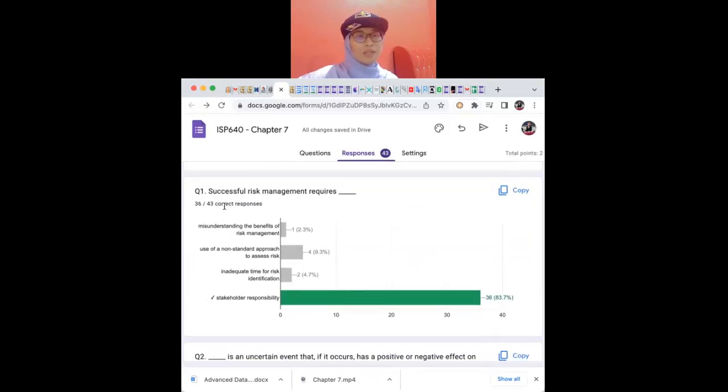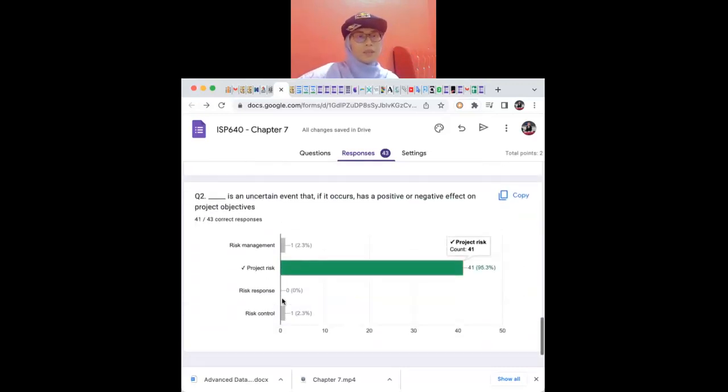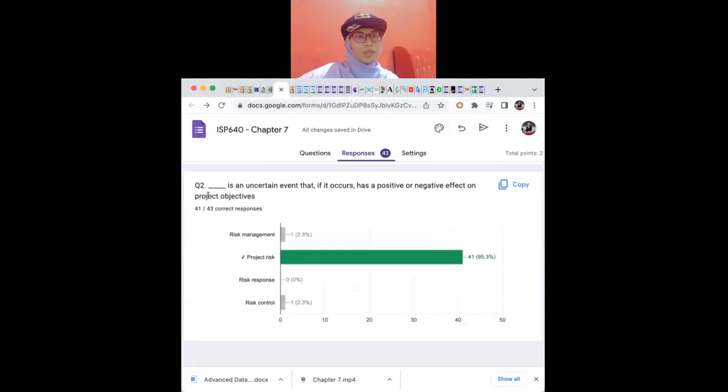Okay, successful risk management requires. So majority get the correct answer. Stakeholder responsibility. Remember we have common mistake and also successful kan. Ada 3 je dekat situ kan. Responsibility, commitment and apa tadi? Different risk kan.